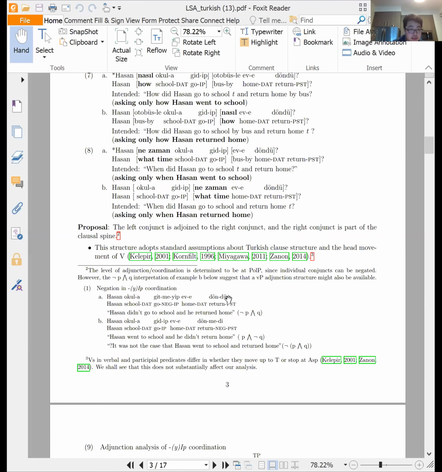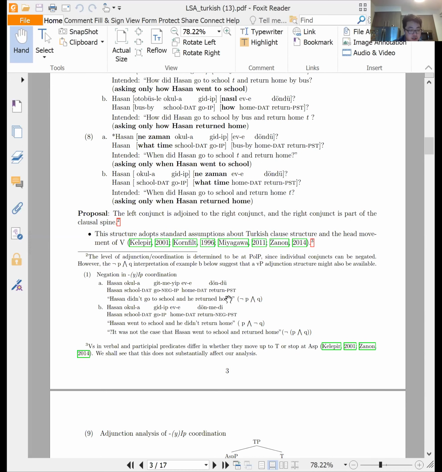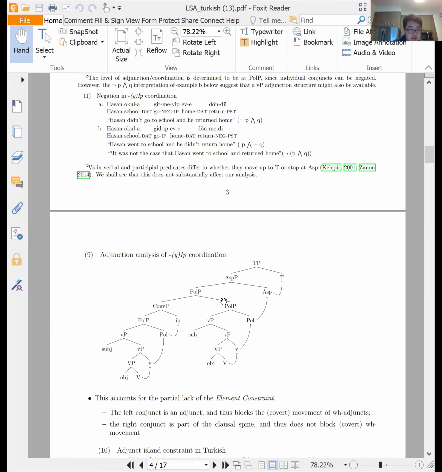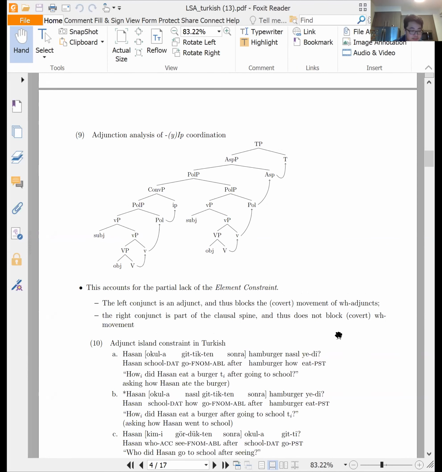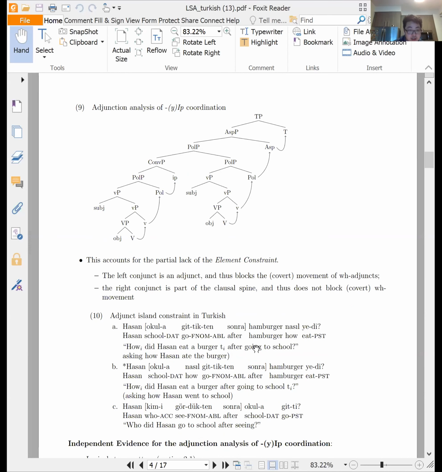To account for this, I propose that the left conjunct is adjoining to the right, while the right conjunct is not really a conjunct anymore, but rather the clausal spine. Adopting the standard assumption about Turkish clause structure, the structure of IP coordination I propose is shown here in 9, enlarged on the handout so you can see it. The left conjunct is an adjunct, given that adjuncts are islands in Turkish, as shown in 10. So these are examples showing the adjunct island constraint. It blocks the covert movement of WH adjuncts, while the right conjunct is larger and it covers the clausal spine, and there's no reason to think that it blocks WH movement.